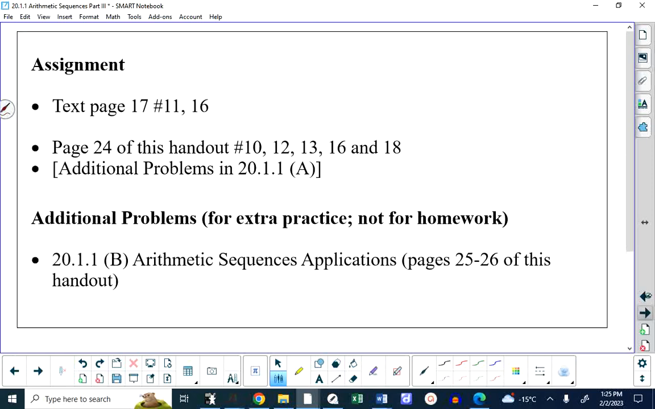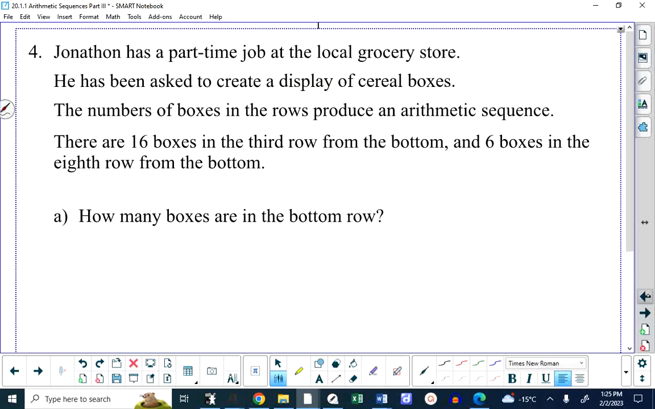One final question. Jonathan has a part-time job working in a grocery store, and he's going to create a display of cereal boxes. He's going to stack cereal boxes in layers. And the number of boxes in each row or layer produces an arithmetic sequence. There are 16 boxes in the third row from the bottom, and there are 6 boxes in the 8th row from the bottom. Okay. Well, believe it or not, this is a question we've done, I count 5 times. The math in this question we've done 5 times so far in this course. Twice today.